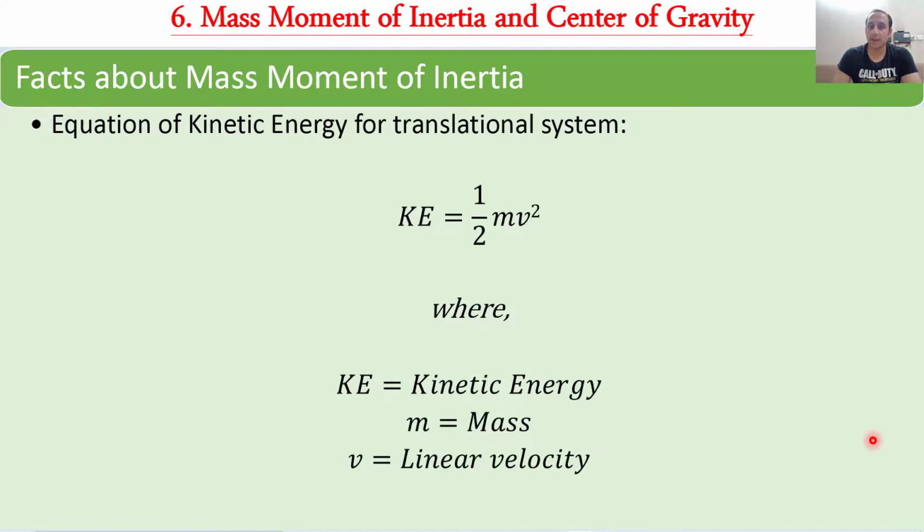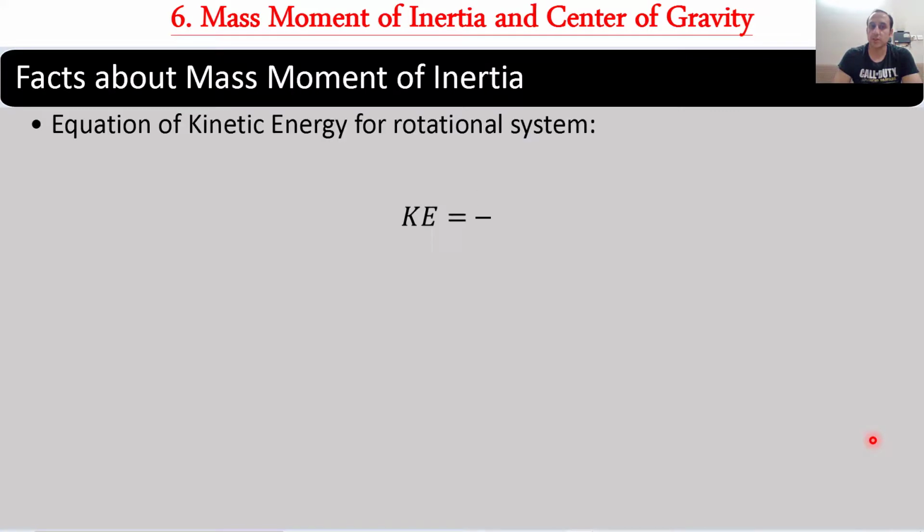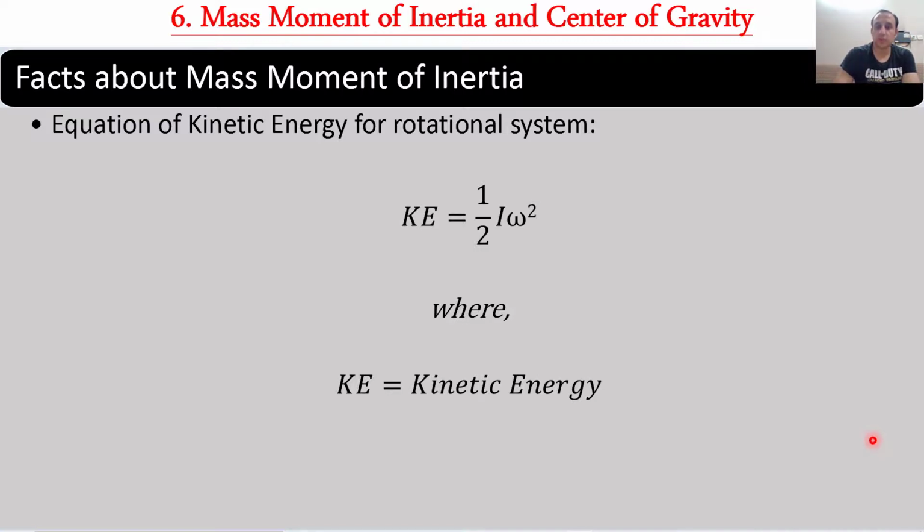If we want to get the kinetic energy of a rotational system, we need to modify this equation a bit. Instead of mass, we will have the mass moment of inertia, and instead of v, the linear velocity, we will have omega, the angular velocity. In this way we can calculate the kinetic energy of a rotational system, which is the product of the mass moment of inertia multiplied by the square of the angular velocity and divided by 2.